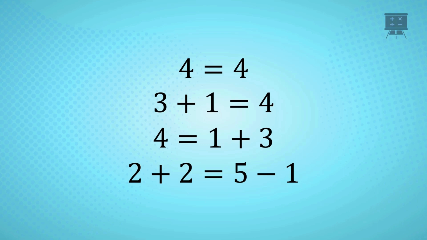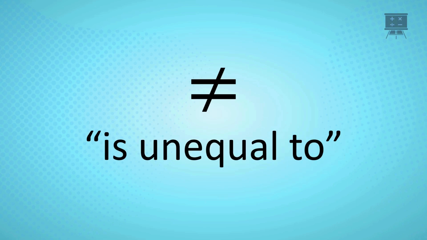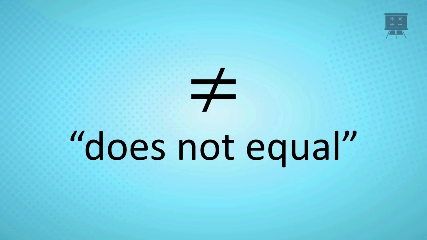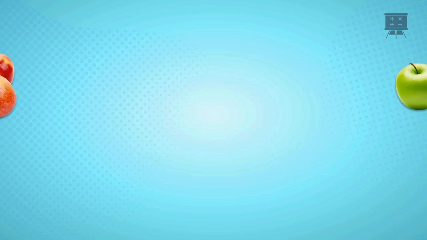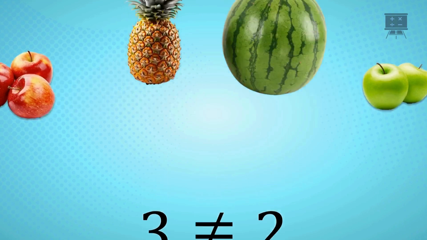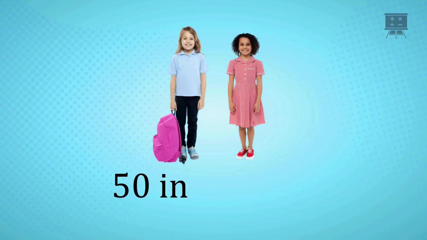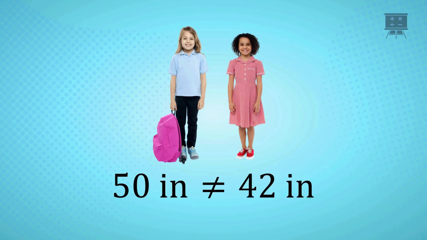We don't always use the equal sign in comparing numbers. This symbol reads "is not equal to," "is unequal to," or "does not equal." When we say that one quantity does not equal another quantity, it means that they do not have the same value. The count of red apples does not equal the count of green apples. The weight of a pineapple is not equal to the weight of a watermelon. The height of Eleanor is not equal to the height of Alice.